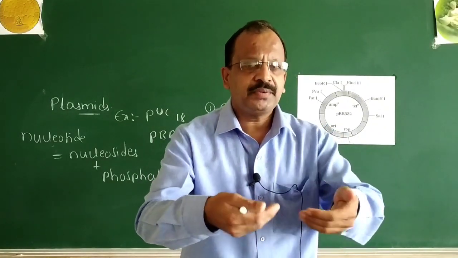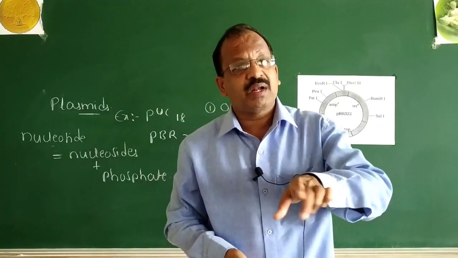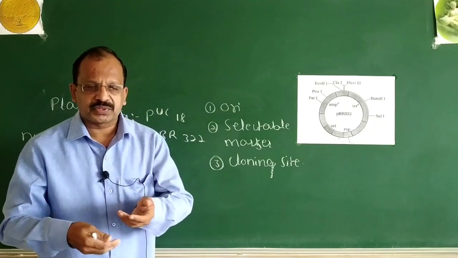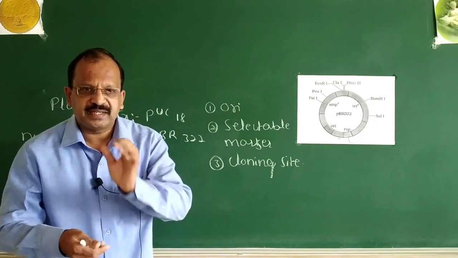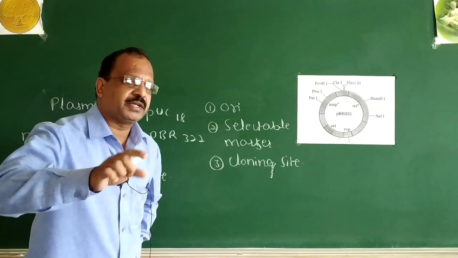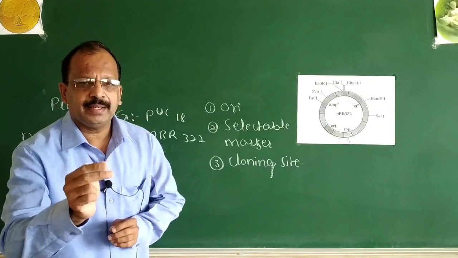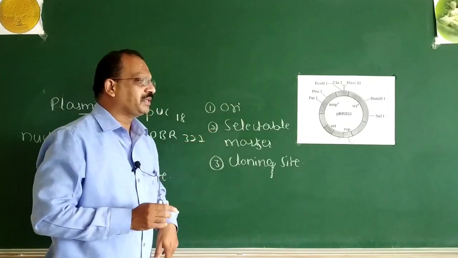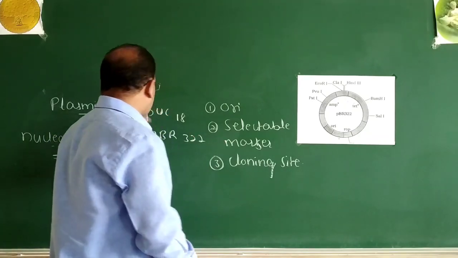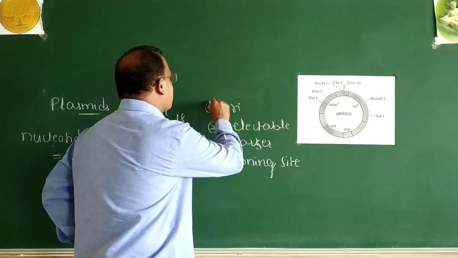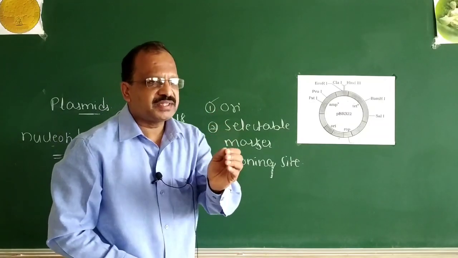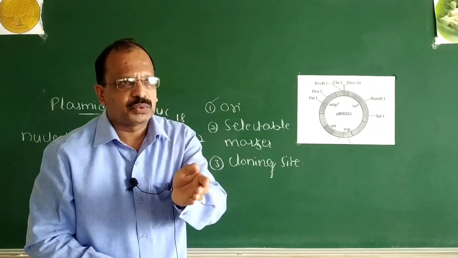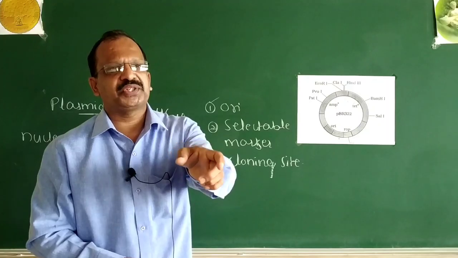When you are planning to obtain or produce several copies of desired DNA, you have to select such a vector which will facilitate high copy numbers. Look over here, the pBR322 or pUC18 plasmid should have an origin of replication. This is the sequence of nucleotides from where the process of replication starts.